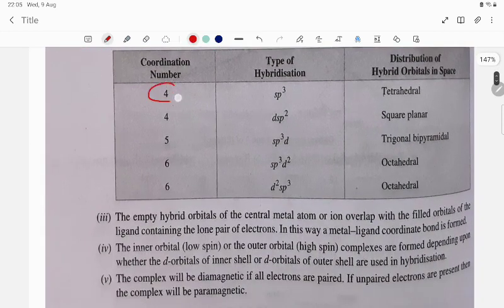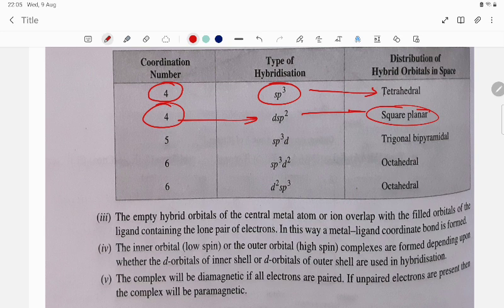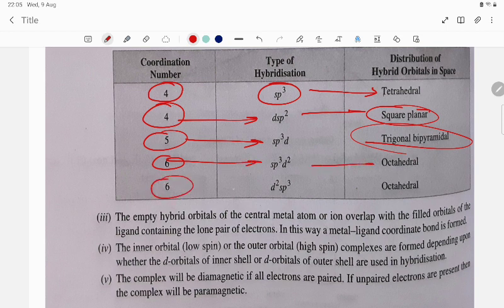Suppose, students, the coordination number is 4: it is going to be sp3 hybridization and the geometry is going to be tetrahedral. In case of 4, if it is dsp2, it is square planar, students. In case of 5, sp3d, trigonal bipyramidal. For 6, it is sp3d2, octahedral, and d2sp3 is also going to be octahedral.